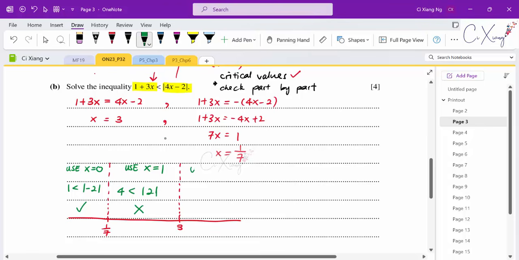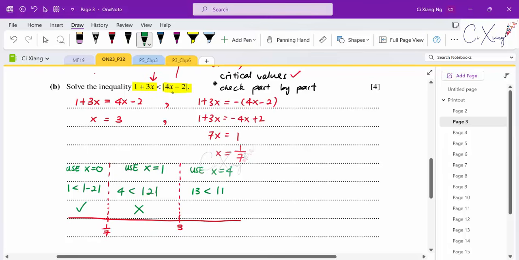After that, for the last part, I will use any value that's greater than 3. If you want, you can use 4. So when I use x equals 4, substitute into the inequality again. 4 times 3 is 12, 12 plus 1 is 13. Then put a smaller sign. Modulus, 4 times 4 is 16, minus 2, you get 14, right?